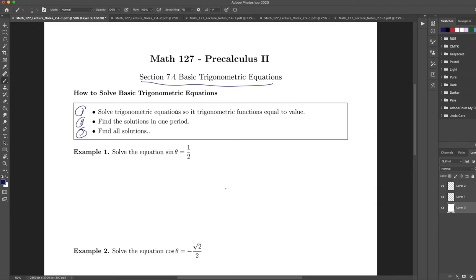So 1, solve the trigonometric equation. So the trig function is equal to a value. Basically it looks like this, some trig value equals something. Find the solutions in 1 period, and then we're going to find all the solutions. I guess we don't need the 2 periods, just 1's fine.